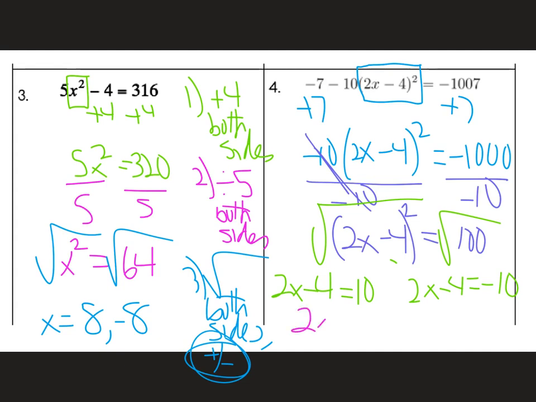Next, I'm going to add 4 to both sides. And so my next sticky note is add 4 to both sides in both sets of equations. So negative 10 plus 4 is negative 6. And then my final sticky note is going to be divide both sides by 2 in both equations. So x equals 7 and x equals negative 3. And that's all I need to do there.